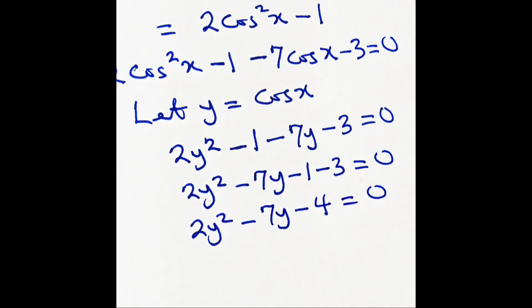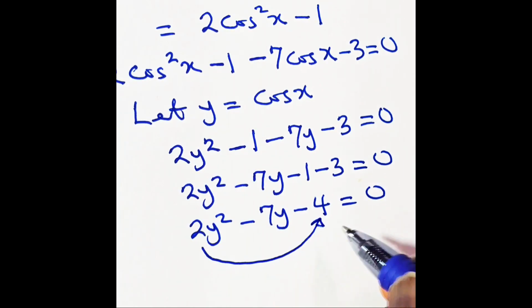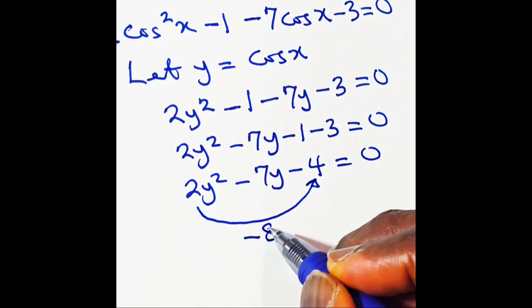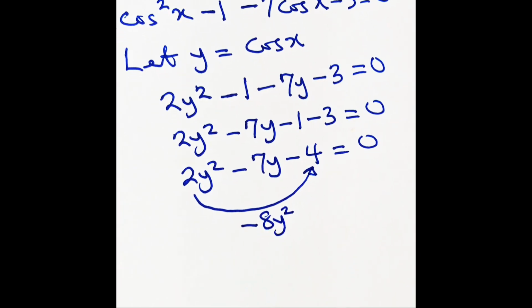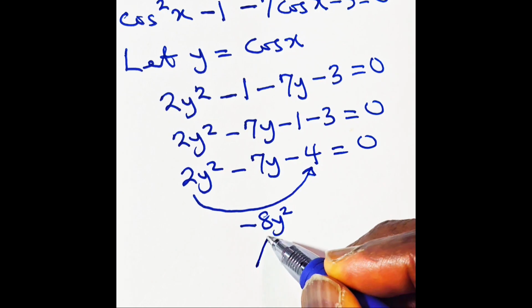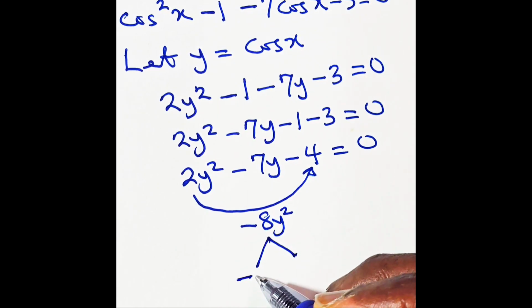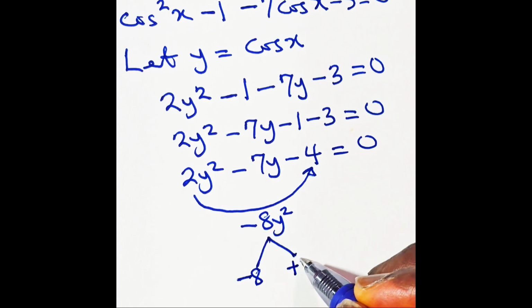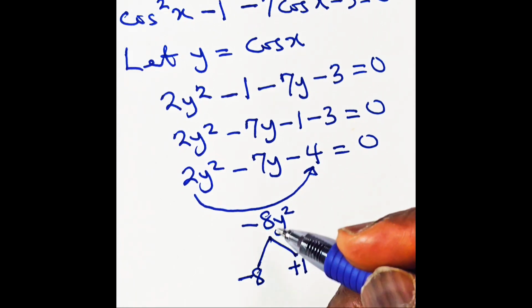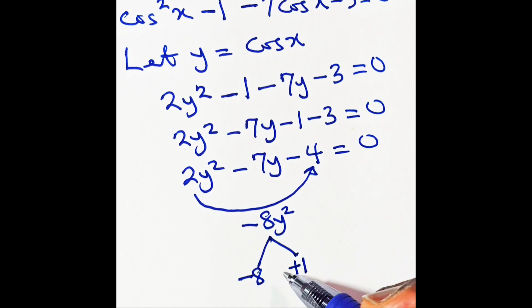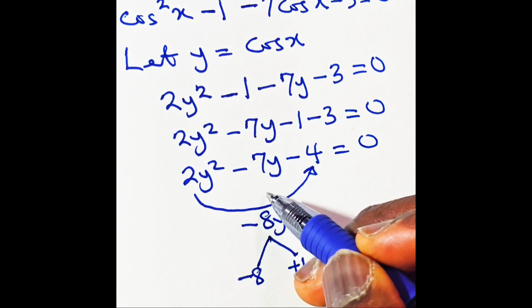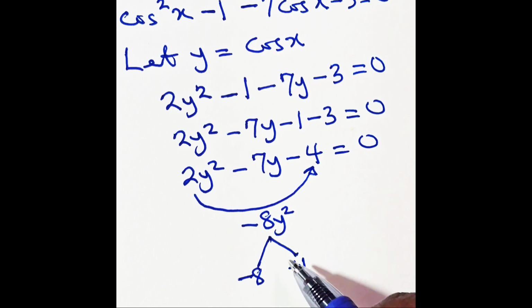So we can solve this quadratically. And you know how we go about it? We multiply 2 and minus 4 to give us minus 8y squared. So we're going to look for the two numbers that can give us the product of minus 8 and the sum or difference as minus 7. In that way, we are going to go for minus 8 plus 1. Minus 8 plus 1 will give minus 7. Minus 8 times 1 will give minus 8.